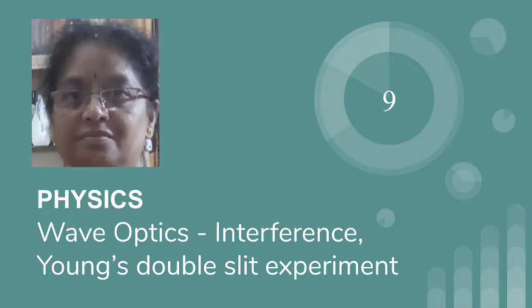The principle states that the resultant displacement of a particle of medium acted upon by the two or more waves simultaneously is the vector sum of the displacements of the same particle due to individual waves at that instant. That is, y is equal to y1 plus y2 plus y3 and so on. For two waves, this relation is y is equal to y1 plus y2.